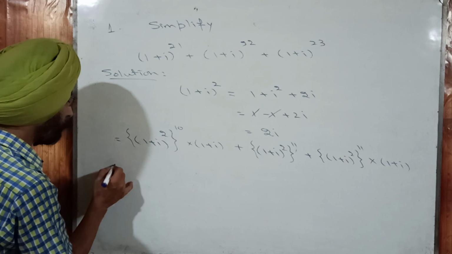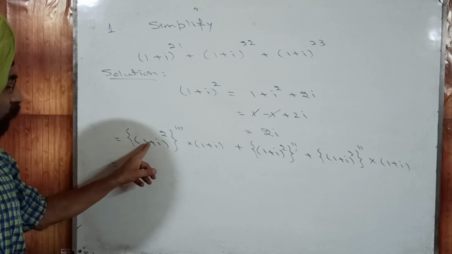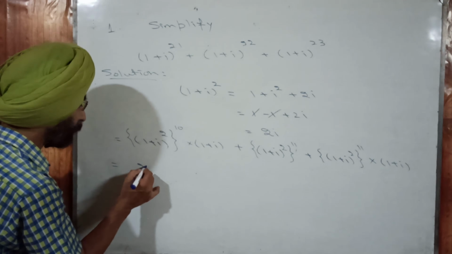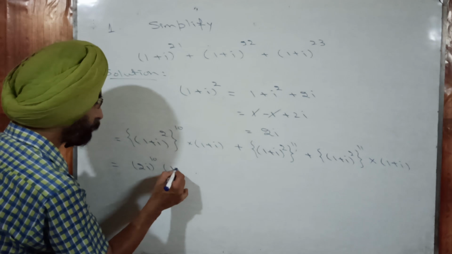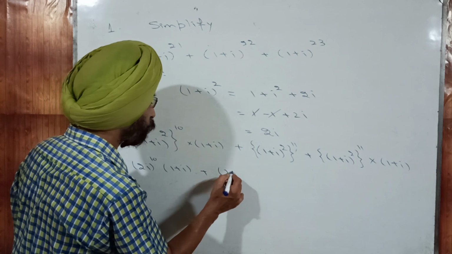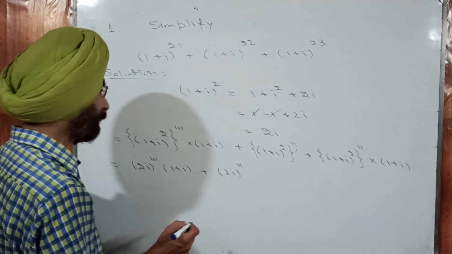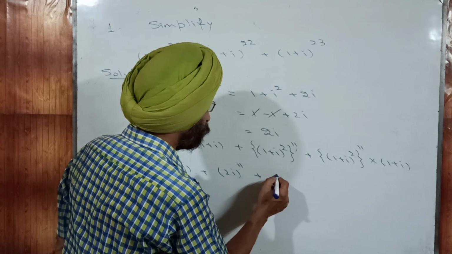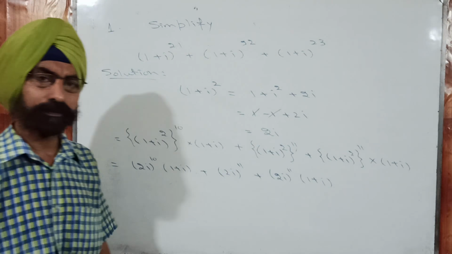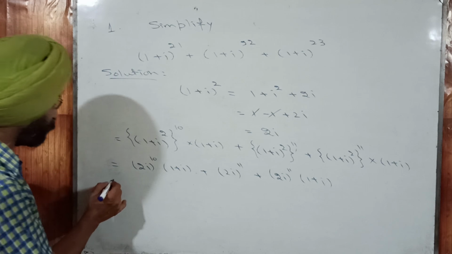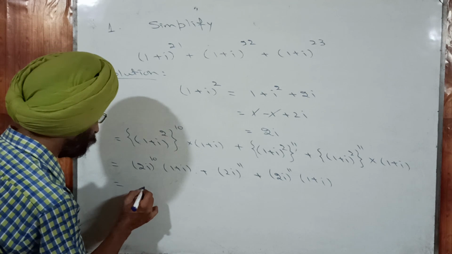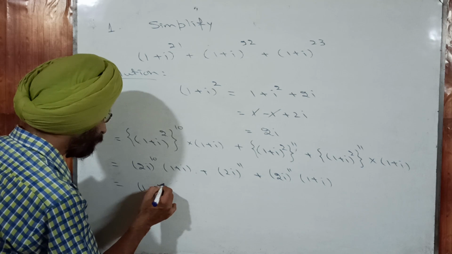Now look at what it is becoming. This 1 plus iota square was 2 iota. So it is (2 iota) raised to the power 10 and (1 plus iota), plus this is simply (2 iota) raised to the power 11, and here you are having (2 iota) raised to the power 11 into (1 plus iota). 1 plus iota is still there in the first term and in the third term. So 1 plus iota can be taken out.